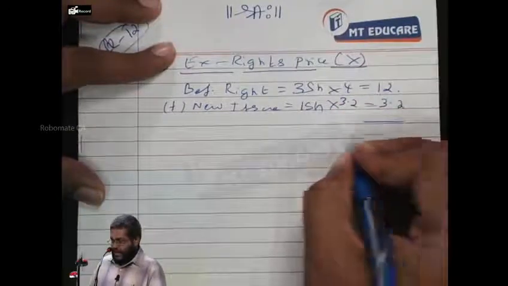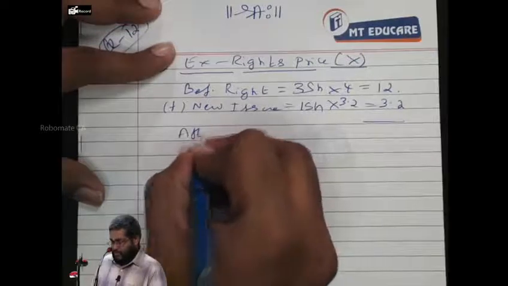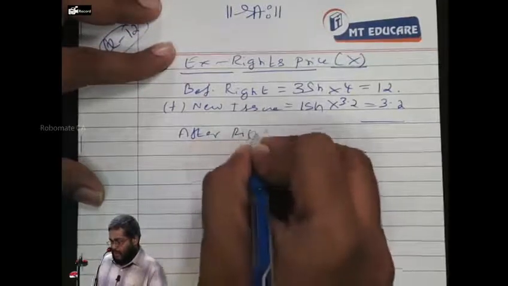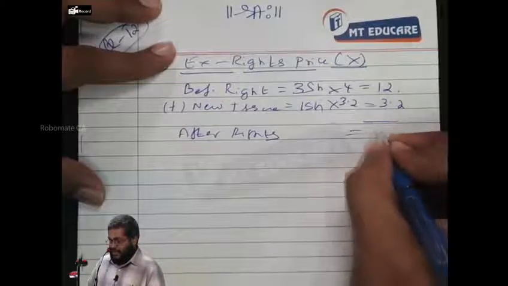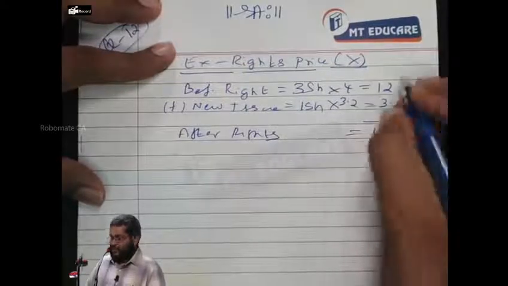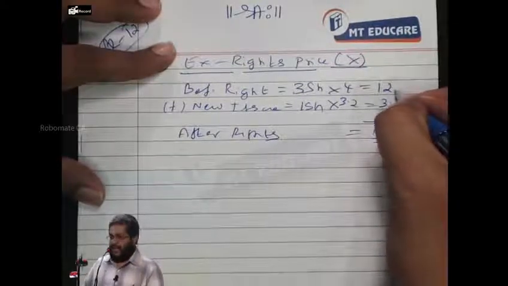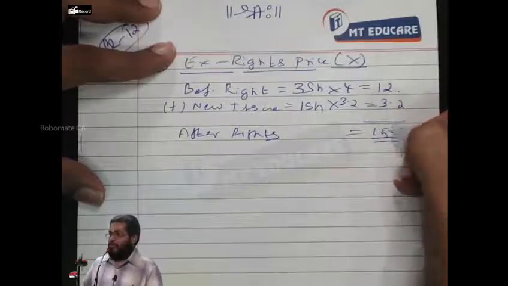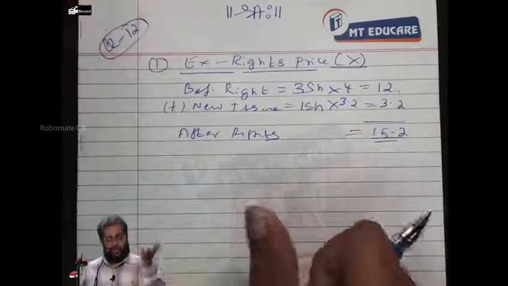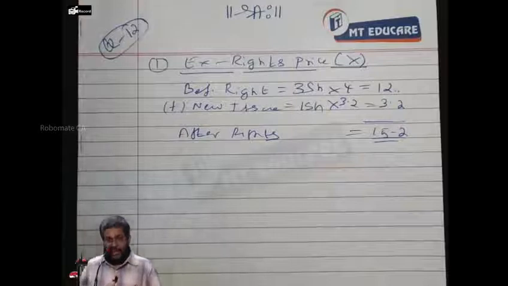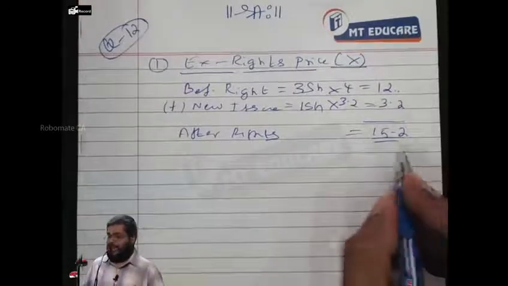That means after the rights issue, the company wealth is how much here? 15.2. Earlier I had 12 as wealth, and then I had 3.2 extra money coming in. So old wealth plus new money coming in gives you the new wealth. How much new wealth here?